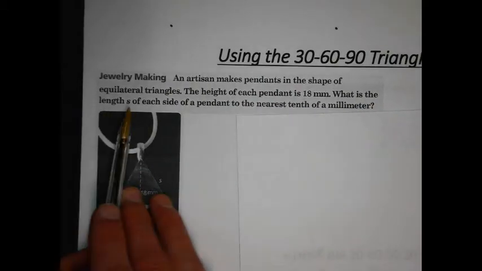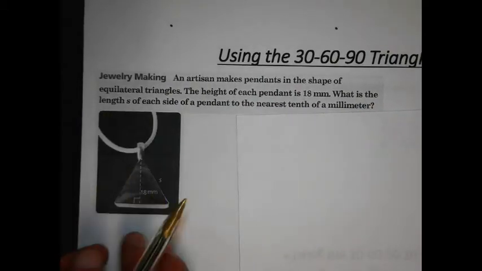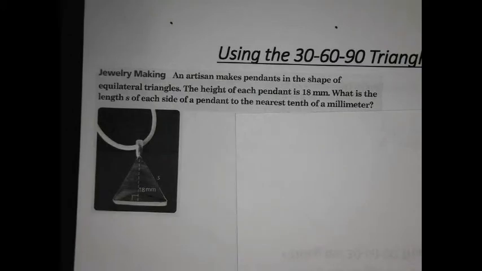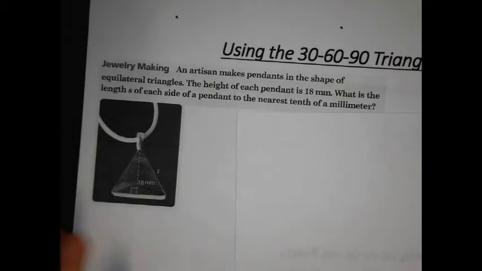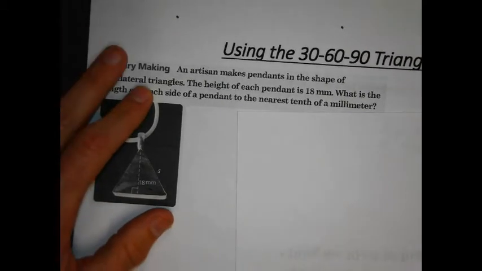What is the length S of each side of the pendant? Okay, so we're going to be figuring out what is the length of the invisibility cloak. Okay, so what is the length of the pendant? We've got to find out S. So what are we looking at? It says an equilateral triangle.